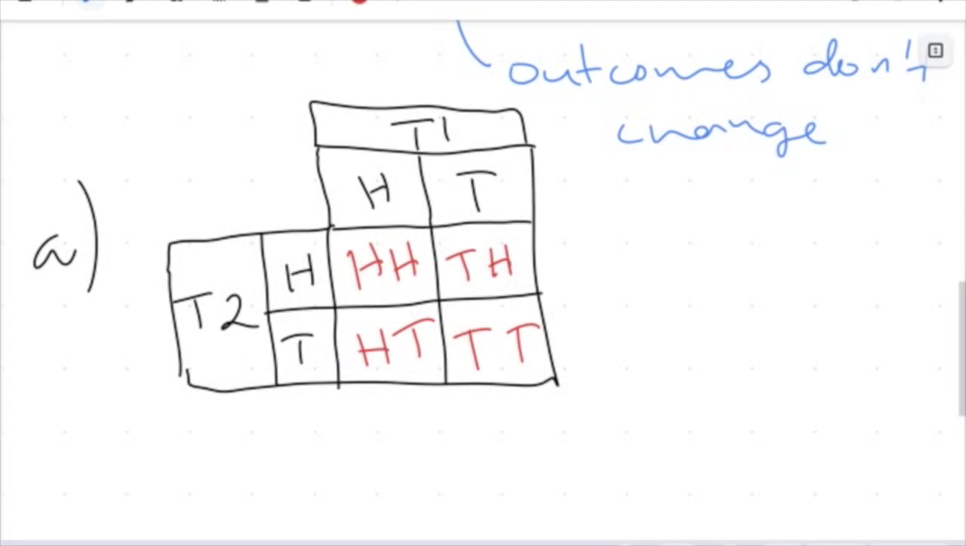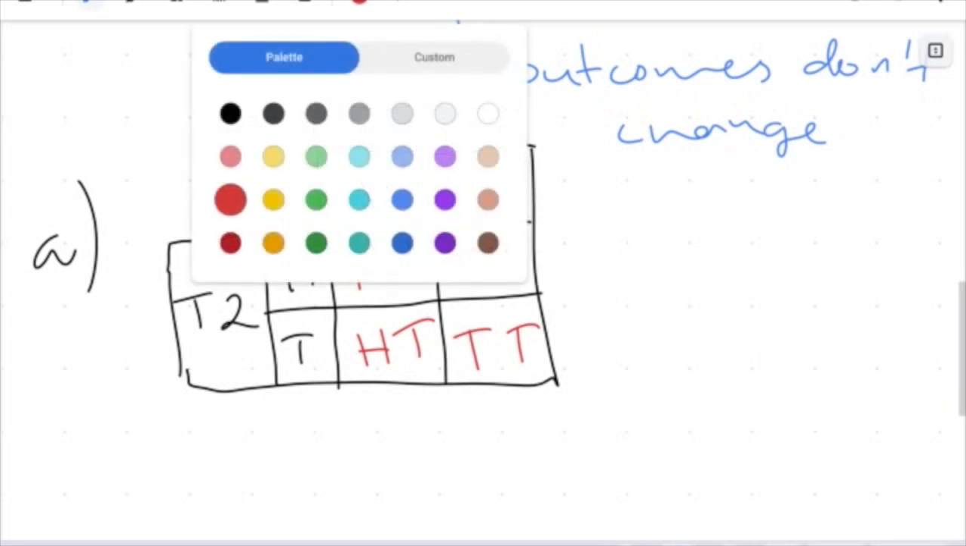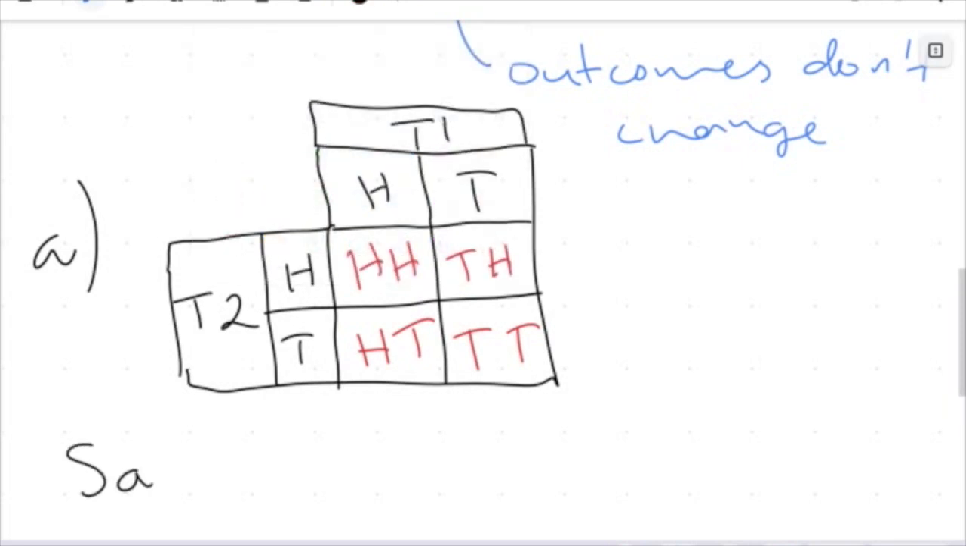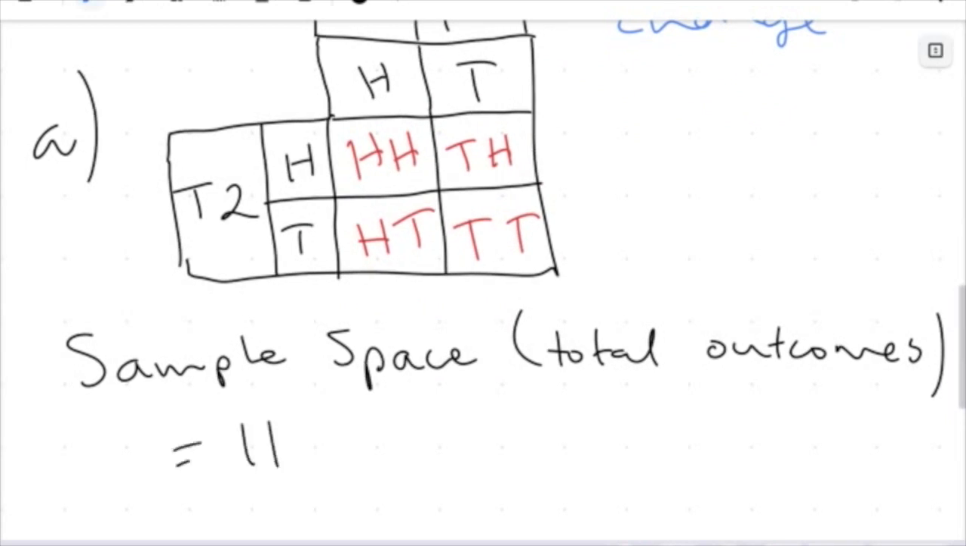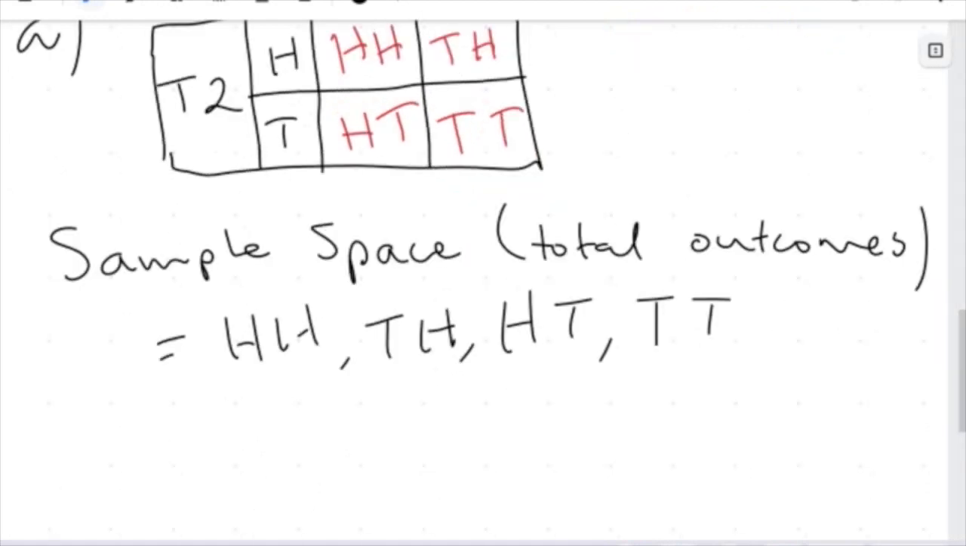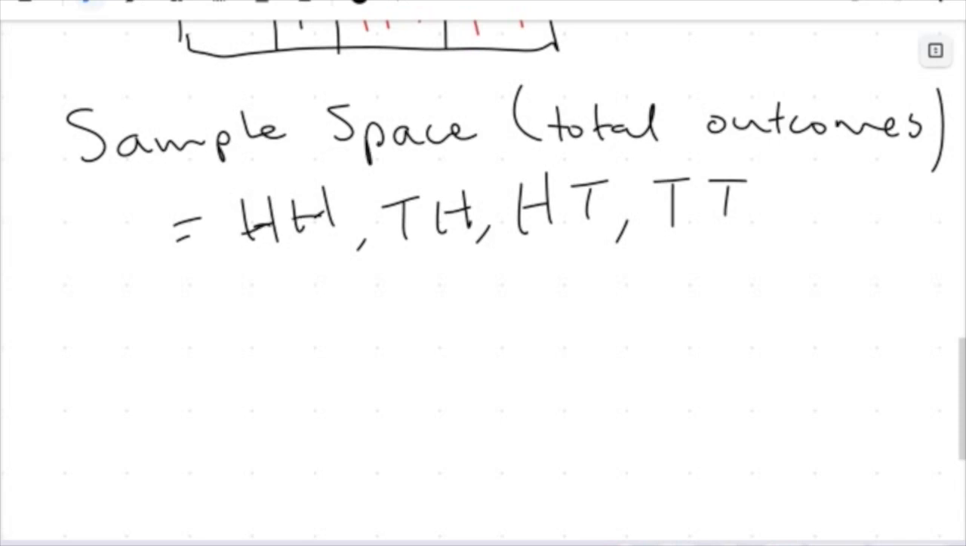So my actual sample space, my total amount of outcomes here, in other words, we just mean our set of total outcomes, is going to be head, head, tail, head, head, tail, and tail, tail. Okay. So that's part A. We've drawn this table and listed this sample space.